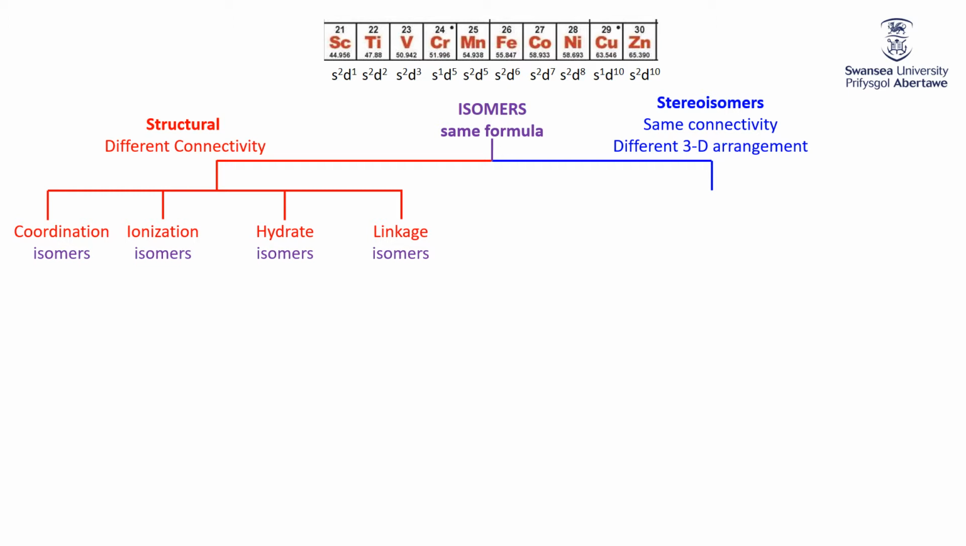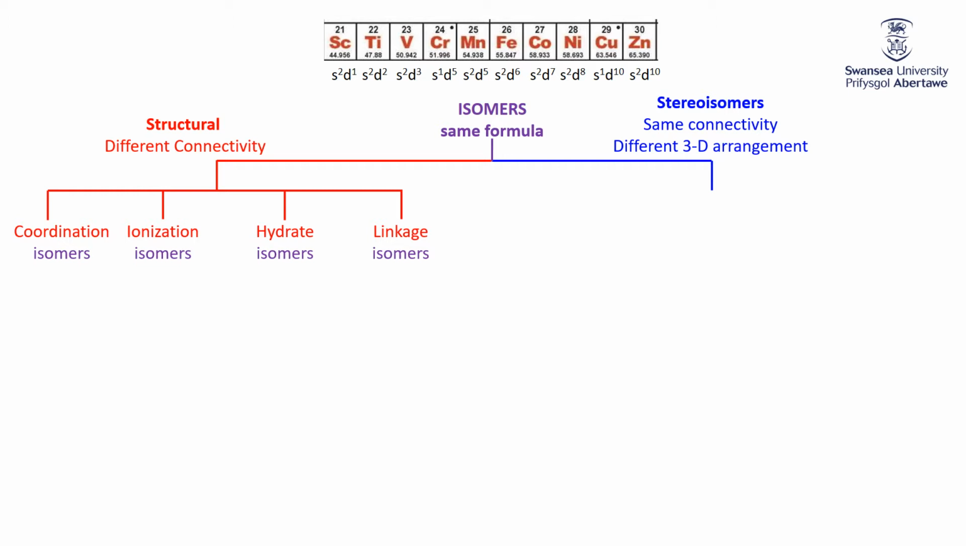However, the different types of structural isomers in coordination compounds are very, very different from each other, as we'll see over the course of the next few slides. But you can have coordination isomers, ionization isomers, and hydrate isomers, really different sides of the same coin. And then linkage isomers, something that's really cool and fascinating and you don't find in organic chemistry.